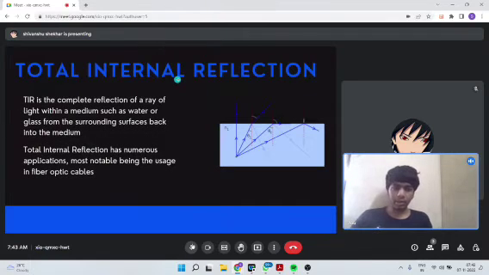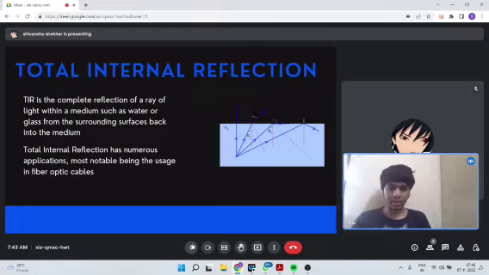So coming to the phenomenon related to refraction, first comes the total internal reflection. TIR, which is total internal reflection, is the complete reflection of a ray of light within a medium such as water or glass from the surrounding surfaces back into the medium.